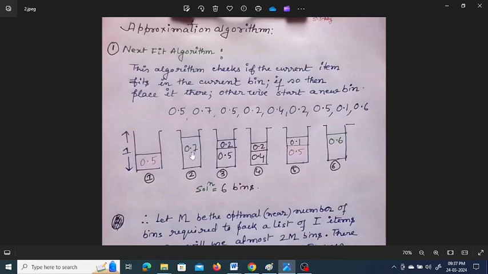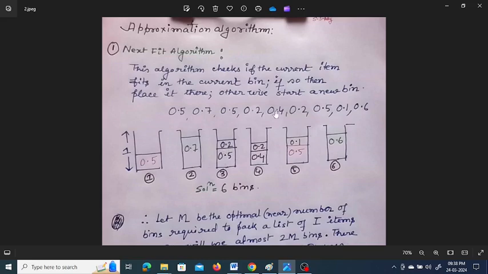Now again we are encountering 0.5, so 0.5 cannot be pushed in bin 2 because 0.7 has already been occupied there. We cannot go back to bin 1 in case of the next fit algorithm, because in this case it is always the next bin that we go to. So then we have 0.5 in the third bin. 0.5 is accommodated in the third bin, and next 0.2 we can accommodate in bin 3 itself, so the total will be 0.7, so it is okay.